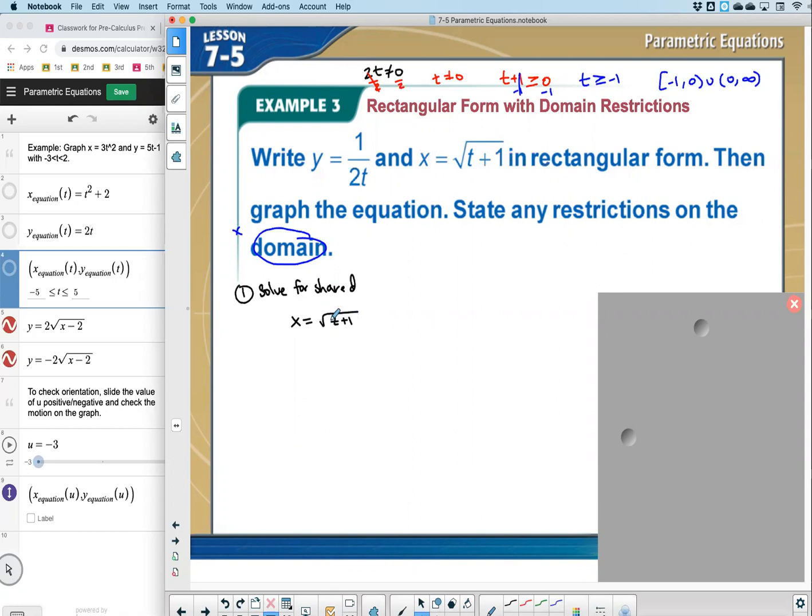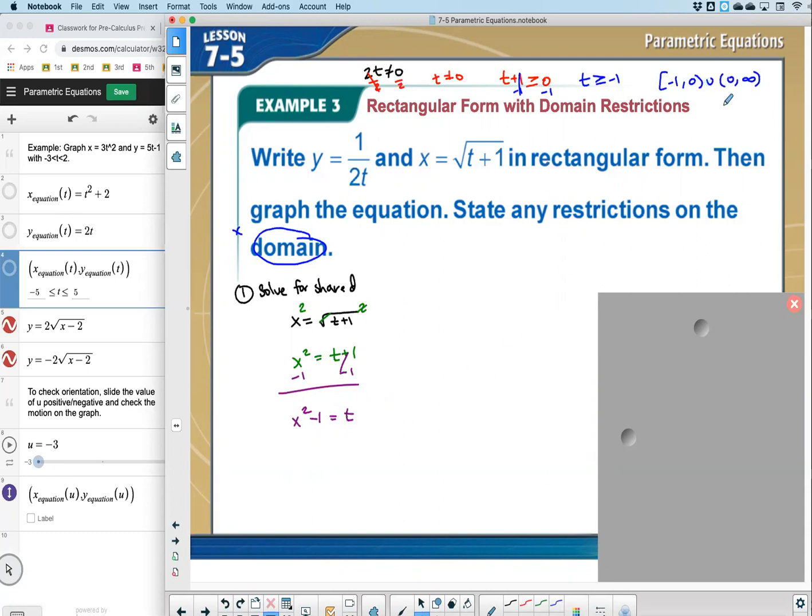So how do I get rid of a square root? I didn't even ask you, what variable is shared? T. So I'm solving for the t here. How do I get rid of a square root? Squared. We square it. And so we will have x squared equals t plus 1. Now, what do I do here to get rid of this positive 1? Subtract. Subtract 1. And so we find out that, well, let me rewrite this, that x squared minus 1 equals t. And that's what t equals.